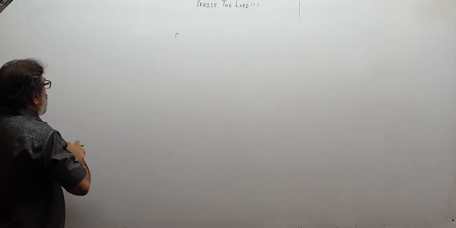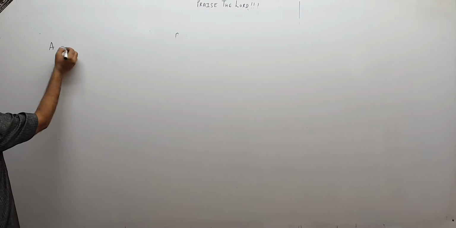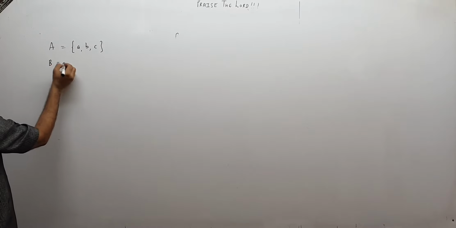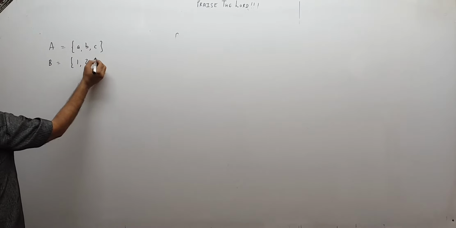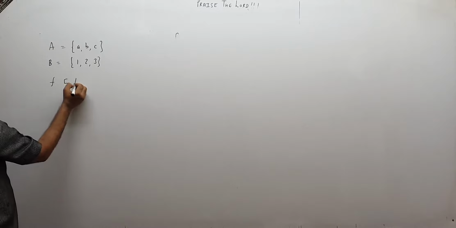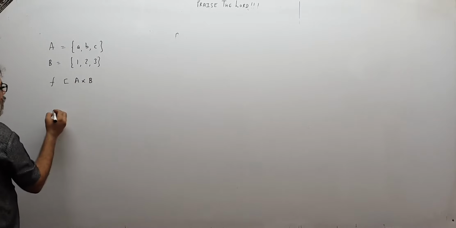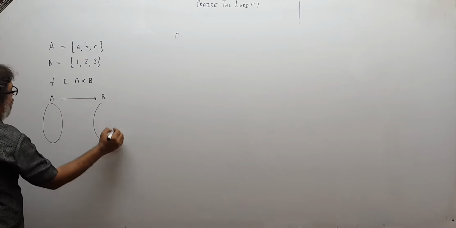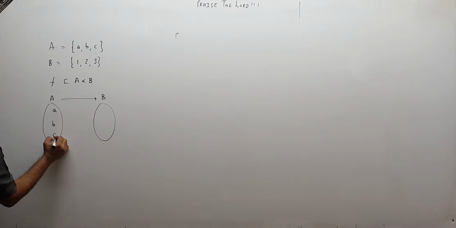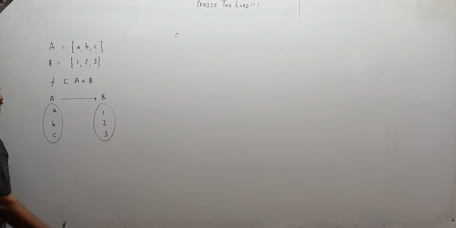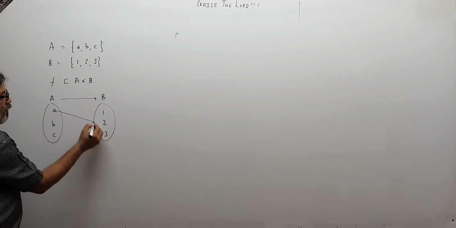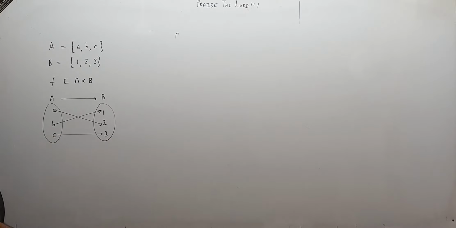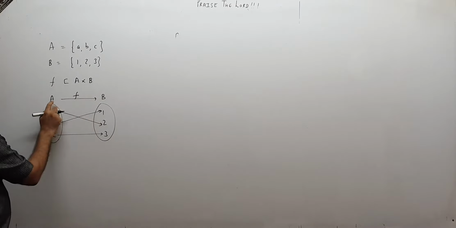See, if there is a function, like a set A with elements A, B, C, and there is a set B with elements 1, 2, 3, F is a subset of A cross B. So this is the set A and this is the set B: A, B, C, 1, 2, 3. Supposing A corresponds to 2, B corresponds to 1 and C corresponds to 3. And this is the function f, a function from A to B.